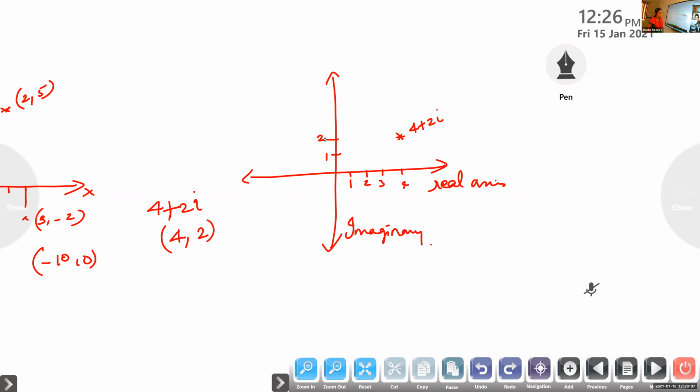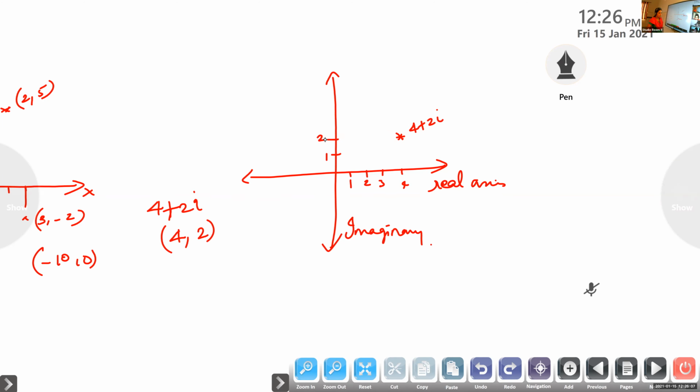Minus 1, minus 2, minus 3. So these two will meet at a point. So this is the point 5 comma minus 3. Is it okay, children? Up to this, is it okay? How to represent a complex number in a plane? That plane we call the Argand plane.